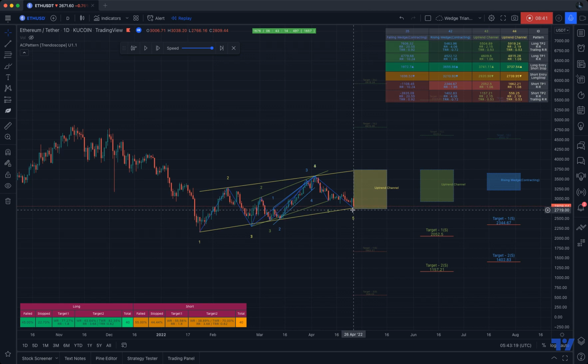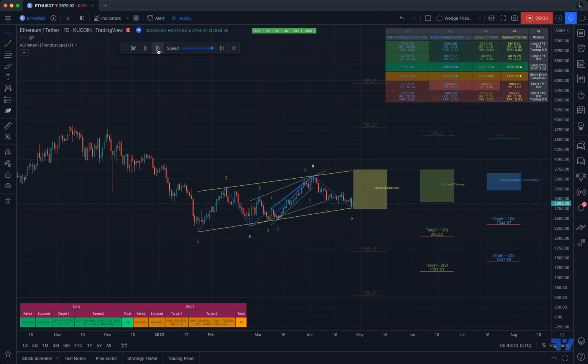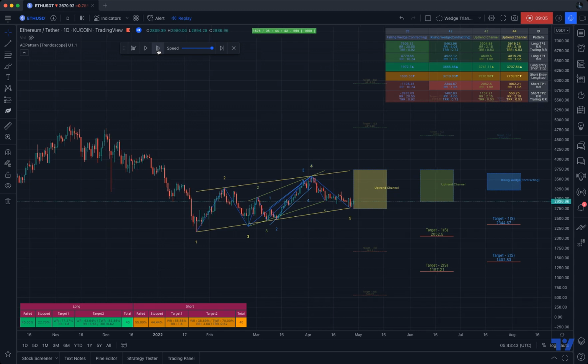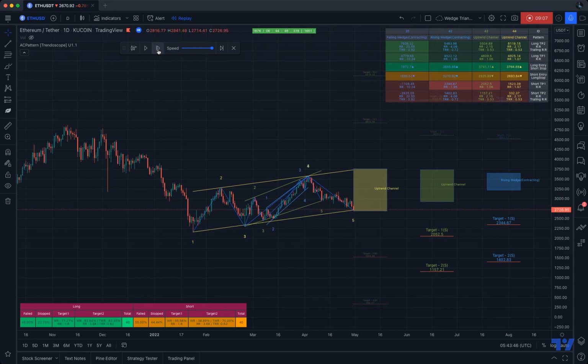Before reaching entry, it actually checks whether the pattern can be extended. The pattern got extended here because this pivot is still outside. If this goes inside, then it will not extend. Since this pivot is still outside, there's room for extension, so it will repaint if there's room for further extension. Let me go further. You can see there's still some room for extension, so still no entry reached and the pattern is still expanding.